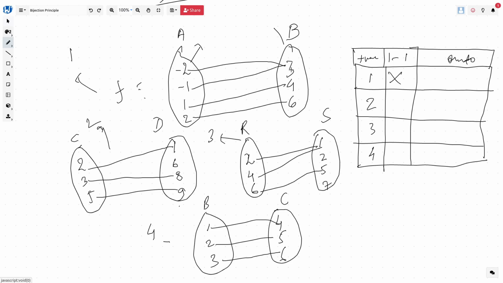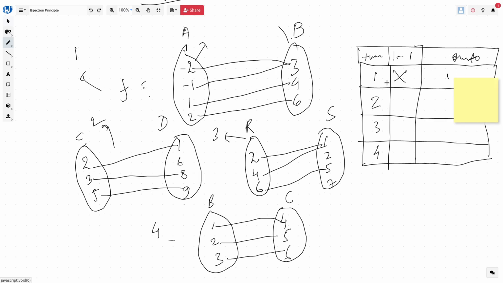But all three numbers in B have some element in A, right? So this is onto. Now look at the second example. Each number in C has a unique number in D. So this is injective. But there is an element 6 in D which is not mapped to any element in C, right? So this can't be onto.